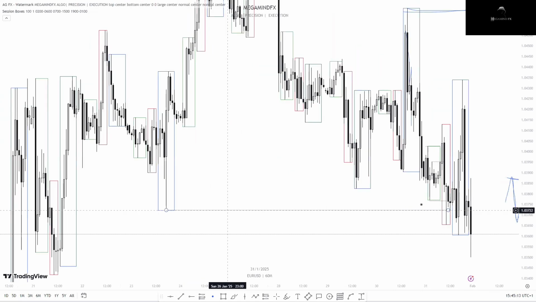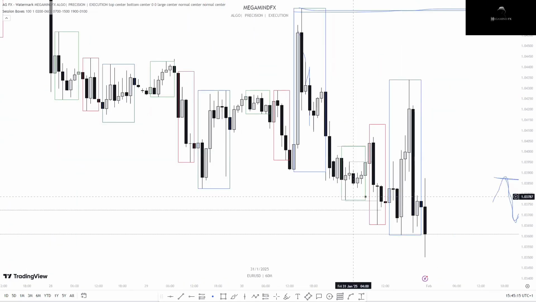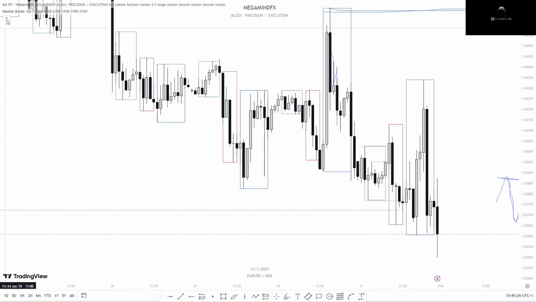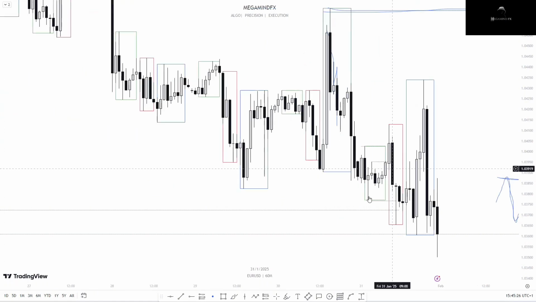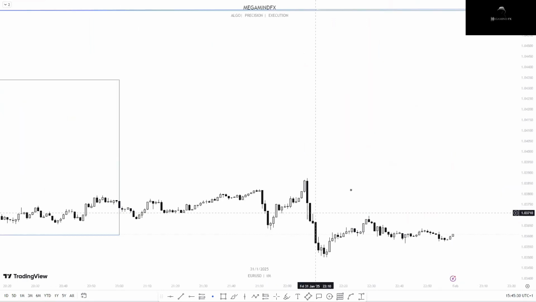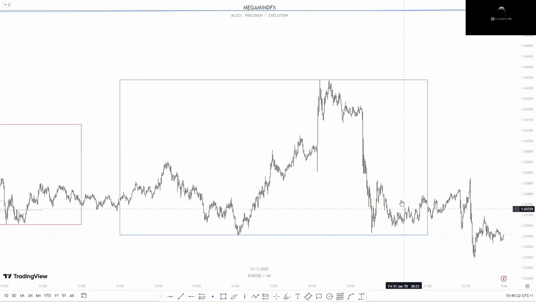So what do I want to find here? I just want to find a bullish candle close at this level, either at the mitigation or at the sweep. I just want to see a bullish candle close, and I'm very much okay. So let's go down to the M1. Yeah, so M1.